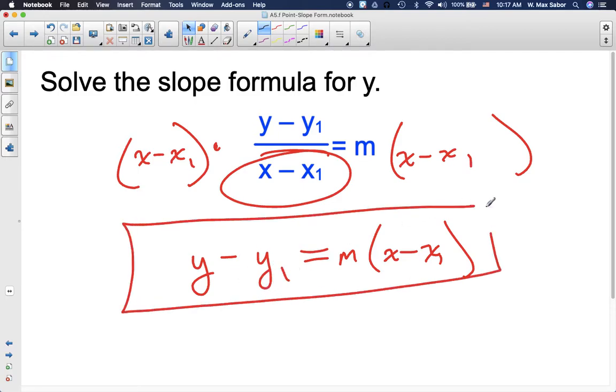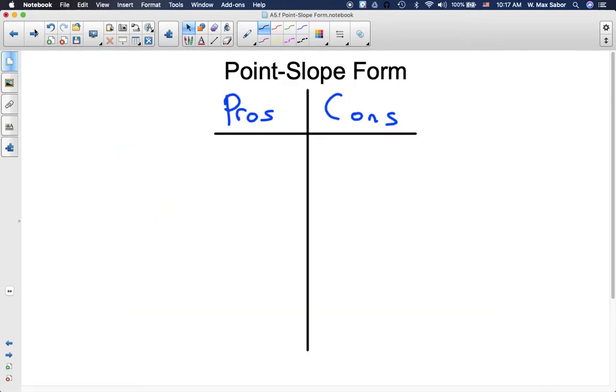But this is a useful formula. Specifically, we have y and x, and it has a slope and a point in it. This is what we call point-slope form. Point-slope form has some pros and cons.